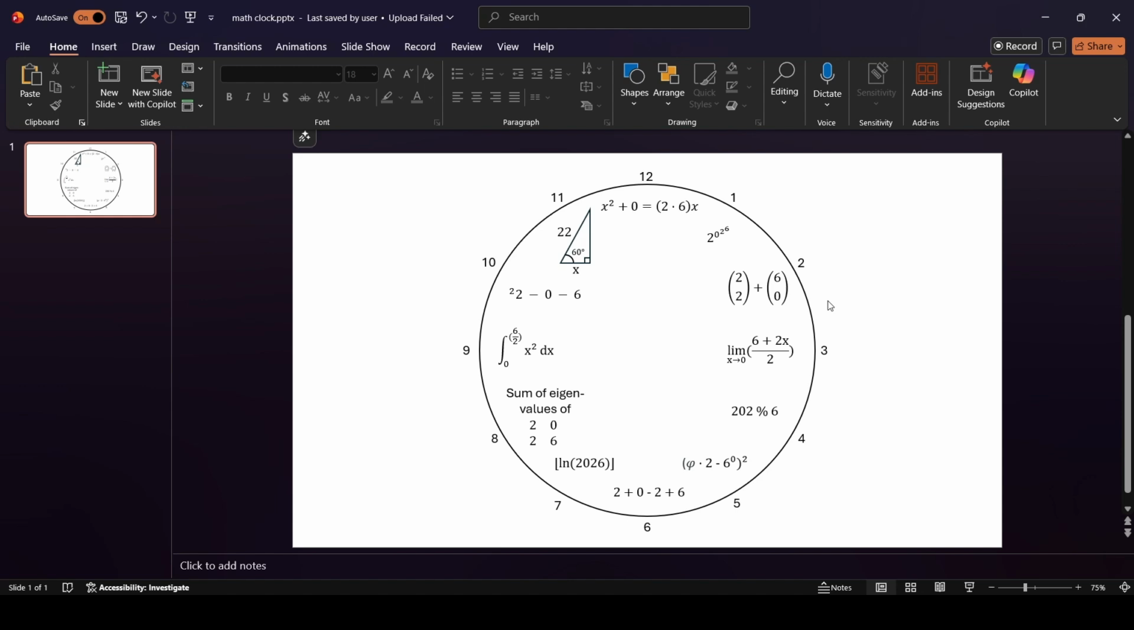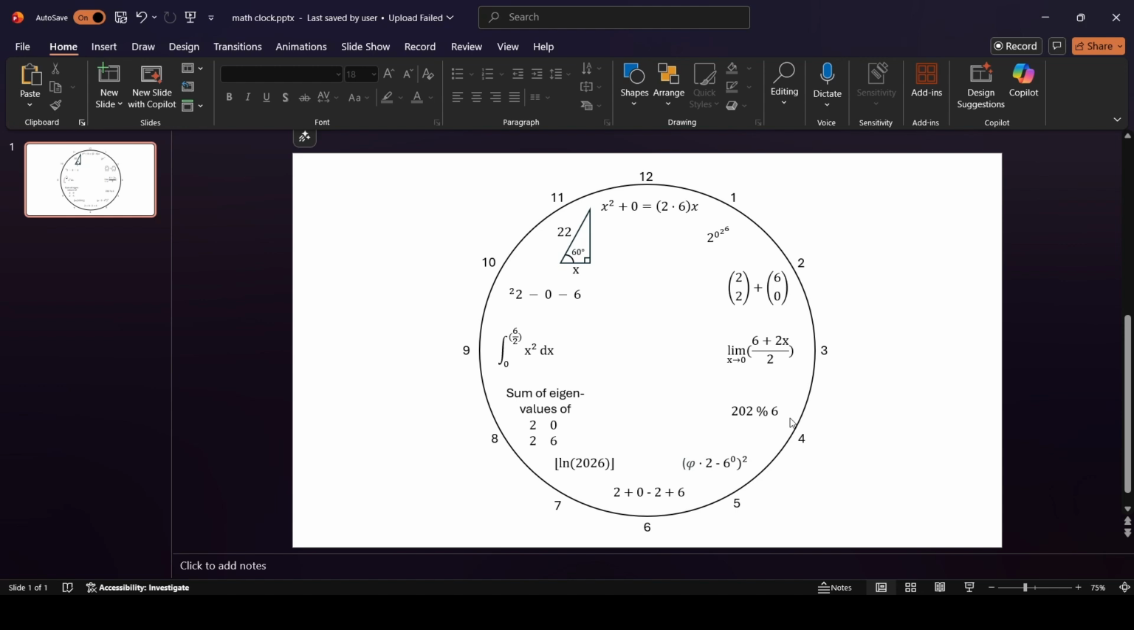For number 3, we have the limit as x approaches 0 of 6 plus 2x over 2, which is really just a fancy way of saying 6 divided by 2, because as x approaches 0, that 2x term also approaches 0 and then goes away, and you're just left with 6 divided by 2, which is 3.